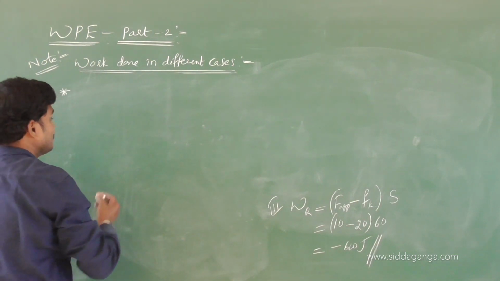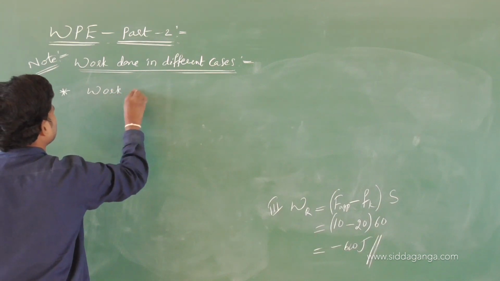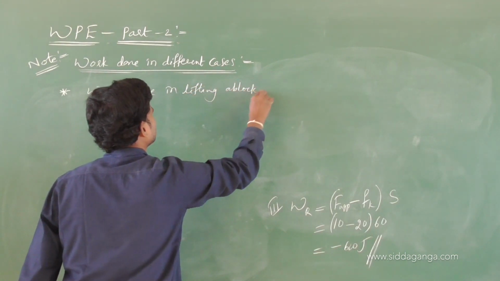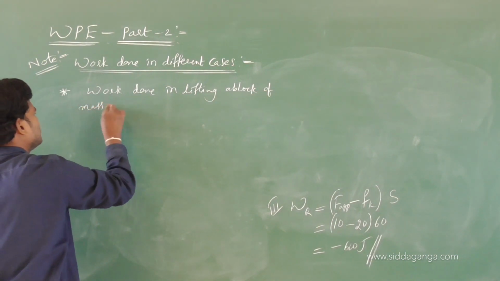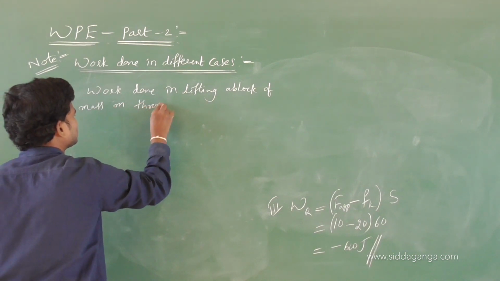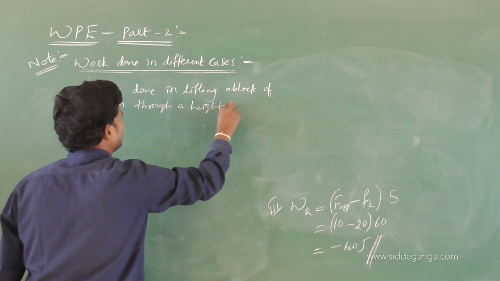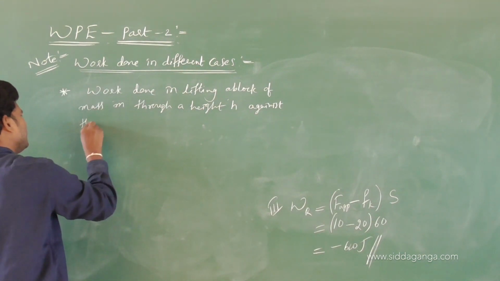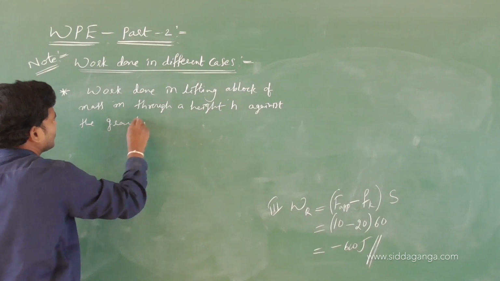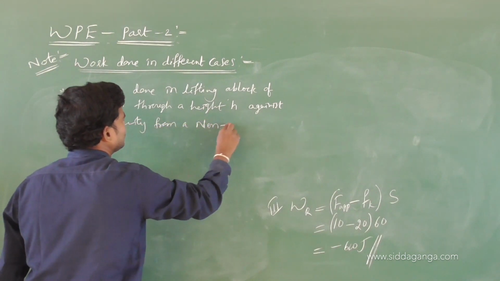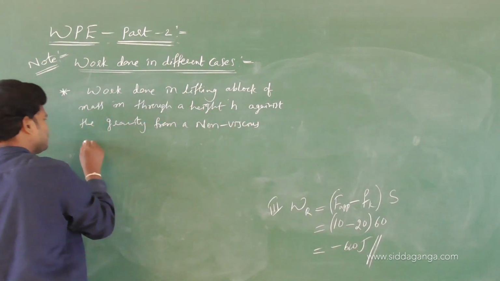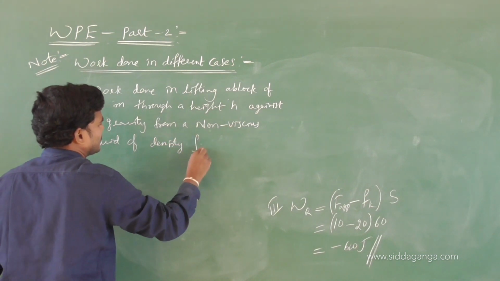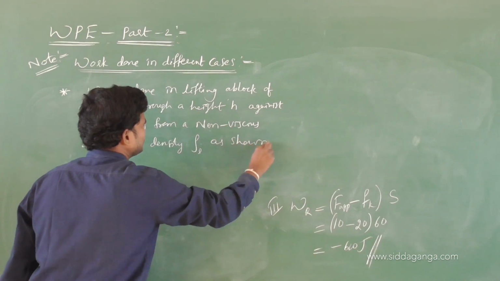Now let me write the next concept. Work done in lifting a block of mass m through a height h against the gravity from a non-viscous liquid of density rho L, as shown. See, I wrote some words here.